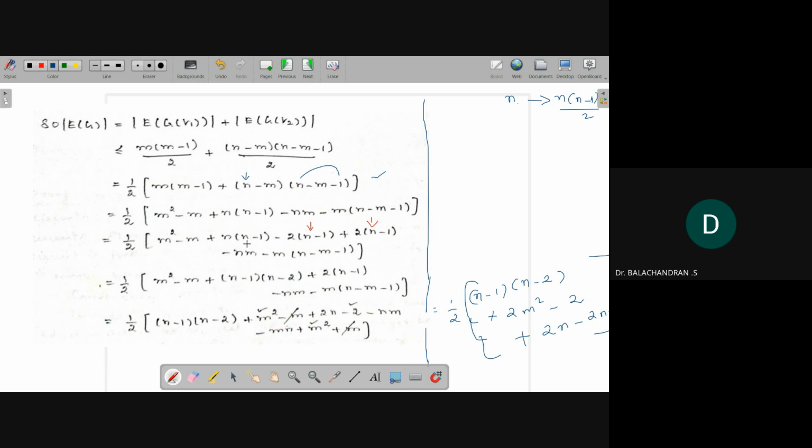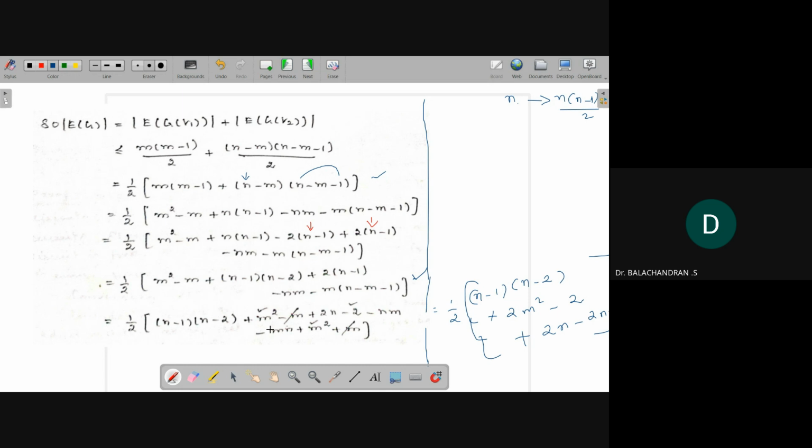Next step, 1 by 2 m square minus m plus, from these two terms, what is common? n minus 1 is common. If I take n minus 1, what is remaining? n minus 2. So n minus 1 into n minus 2, plus 2 into n minus 1. Next, minus nm minus m into n minus m minus 1. I explained up to this step also.